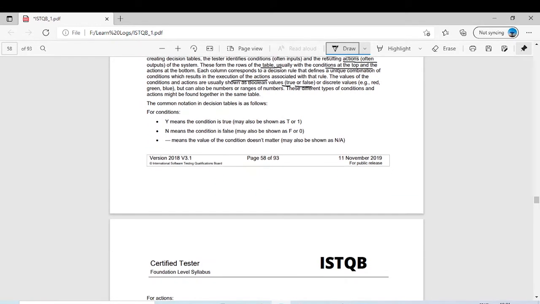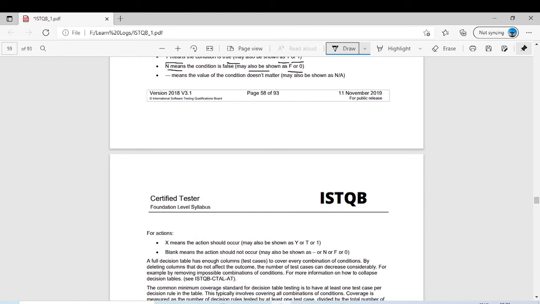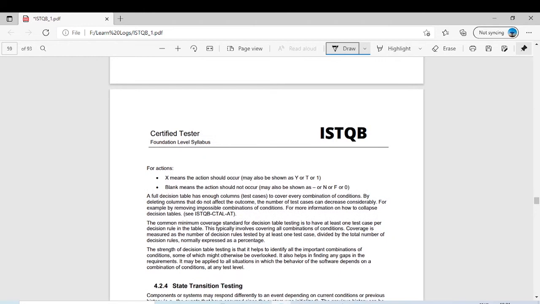So the common notation is this: for a condition, yes means the condition is true, and it can be shown as true or 1. No means the condition is false, and it can be shown as false or 0. A dash means the value of the condition does not matter. Maybe sometimes it's not applicable, and in some cases where the condition is not applicable, it can also be written that way. For actions, X means the action should occur, or blank means no action should be taken.